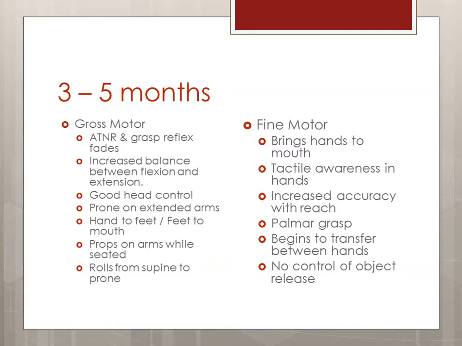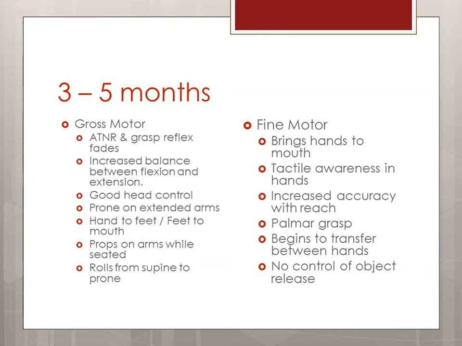Okay, for 3 to 5 month olds in gross motor skills, your ATNR and your grasp reflex are going to be fading away. You're going to see increased balance between flexion and extension. These guys are going to start to develop good head control. They'll be able to go onto the prone on extended arms position, so being over on their belly and then having their arms extended out, usually supporting themselves on their forearms. They're going to be able to bring their hand to their feet and bring their feet to their mouth. They'll be able to prop on their arms while they're in a seated position, and then they'll be able to roll from supine to prone.